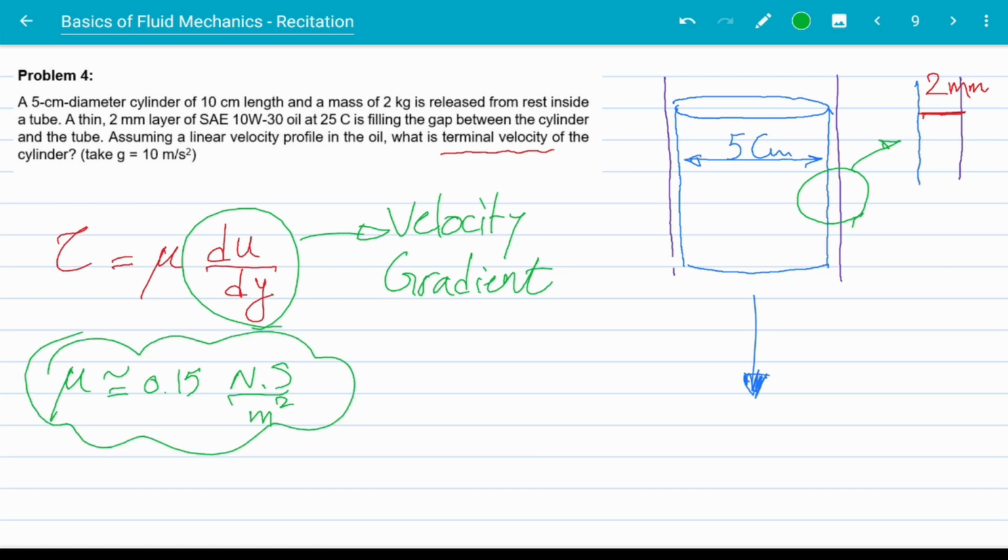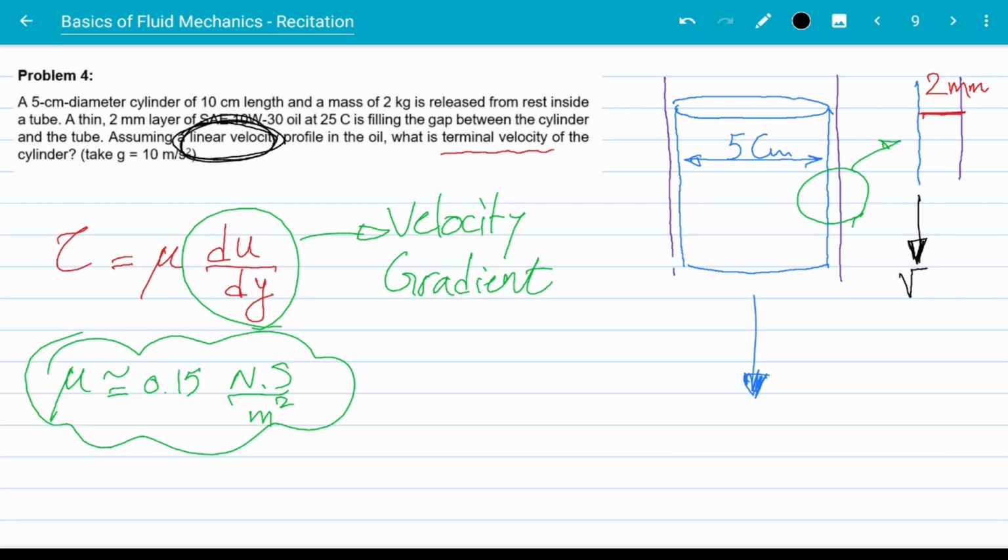Now I need to find a number for velocity gradient. For that, we need to go back to that gap area between the tube and the cylinder. So if we focus on this gap again, I know that this falling cylinder is falling with a velocity, let's call it capital letter V, right? So inside this gap, we are told that the velocity profile is going to be linear.